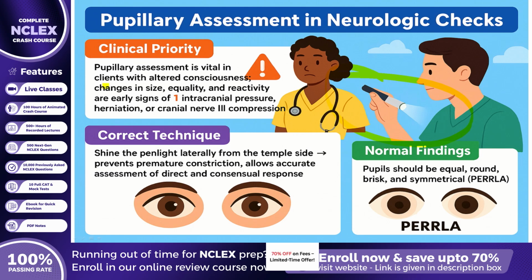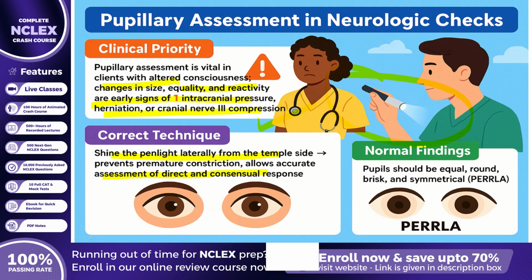Pupil size, equality, and reaction are among the most sensitive indicators of increased intracranial pressure, herniation, or compression of cranial nerve 3. Therefore, accuracy of technique is essential. Option 1 is correct because introducing the light beam laterally from the side of the temple prevents the client's pupils from constricting prematurely due to direct anticipation of the light.